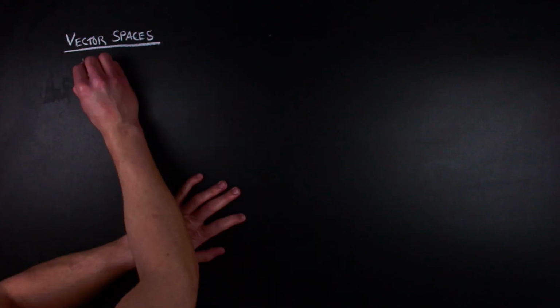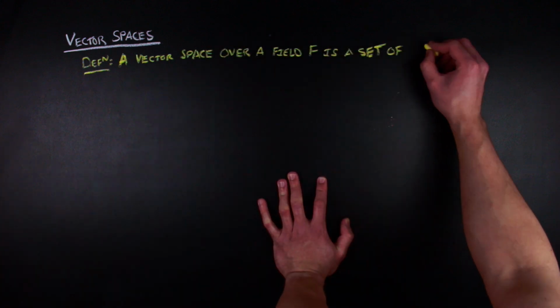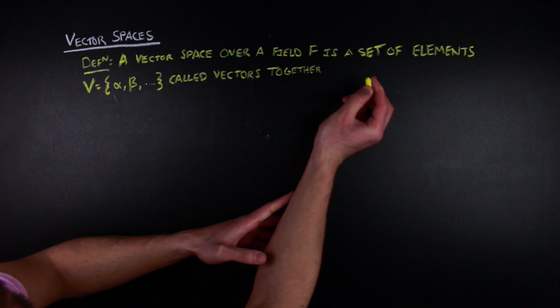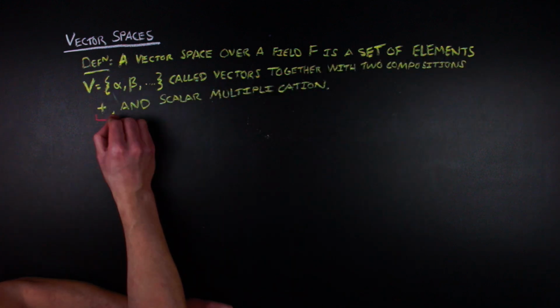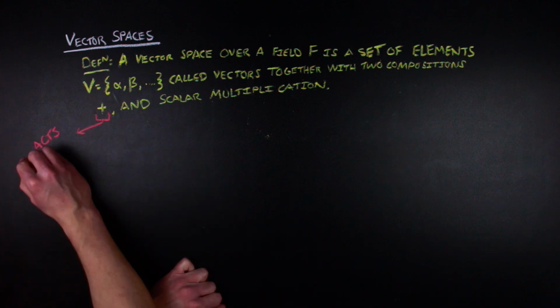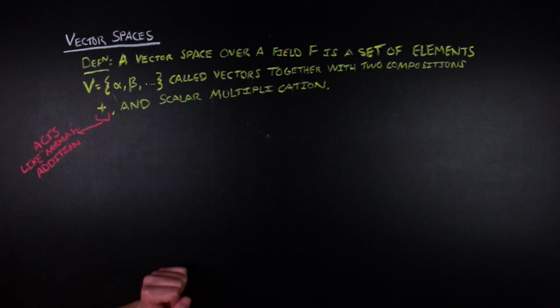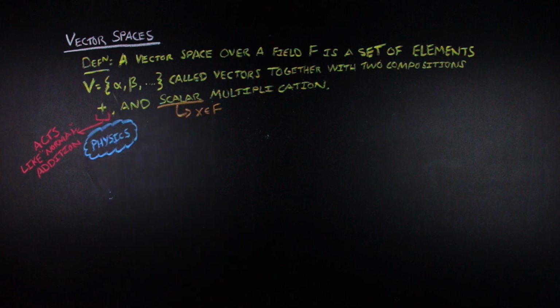A vector space over a field F is a set of elements V called vectors, together with two compositions, plus and scalar multiplication. Now that plus composition acts exactly as we would want addition to act and how we usually think of addition acting on things like the real numbers or the rationals. The most common examples of vector spaces come from physics, or rather are from math and are applied to physics, or jointly came into the fields at the same time. I'm not 100% sure on the history of the development of vector spaces, but usually physicists really care about them. So yes, I'm going to talk about a few of them.